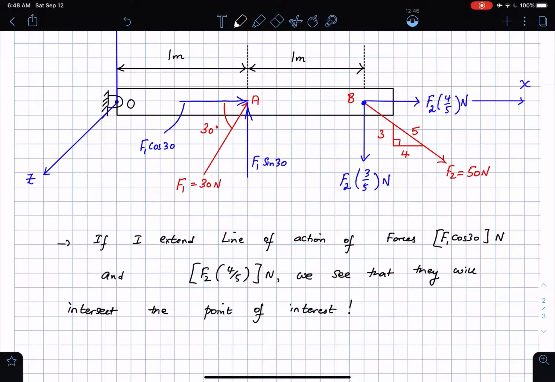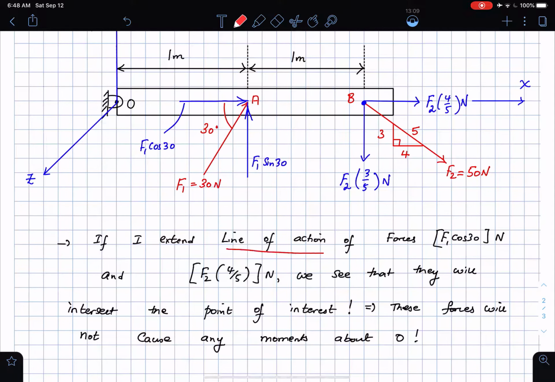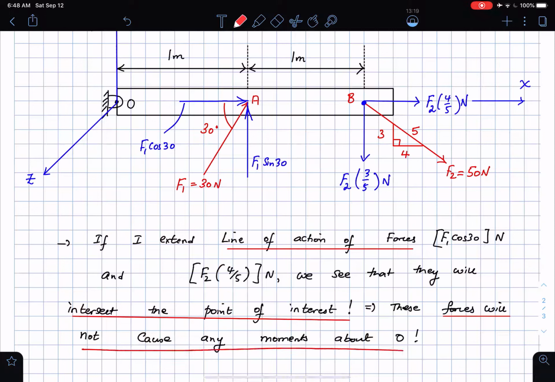Okay, which obviously tells me that these forces are not going to cause any moments, which means that these forces will not cause any moments about the point O. So keywords once again here: if you have the line of action of some of these forces intersecting the point of interest, then these forces will not cause any moments about that point.